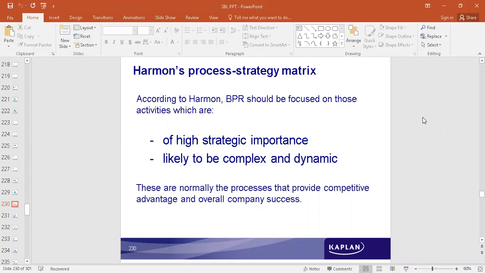See, Harman's process strategy matrix. According to Harman, BPR should be focused on those activities which are of high strategic importance, likely to be complex and dynamic.